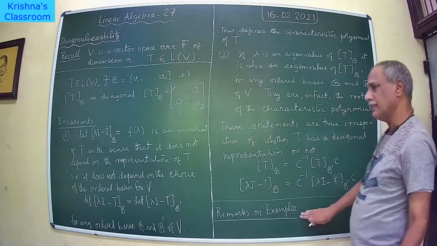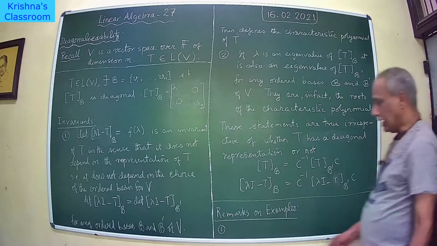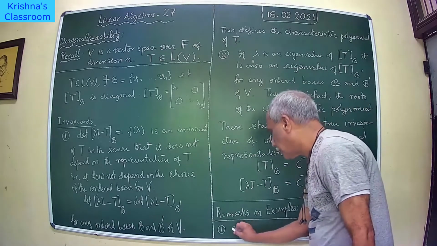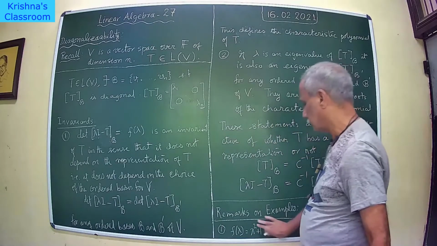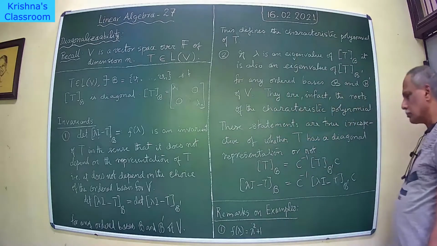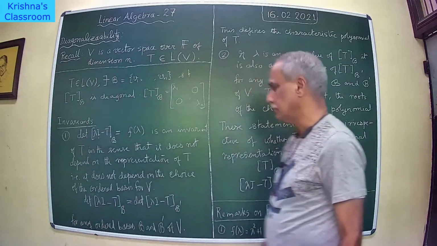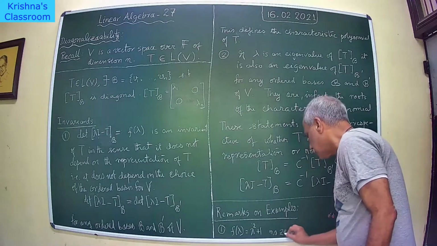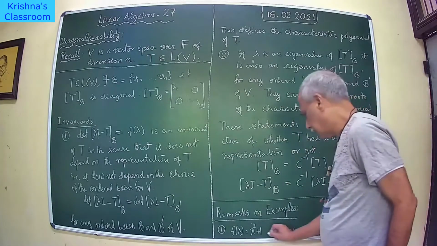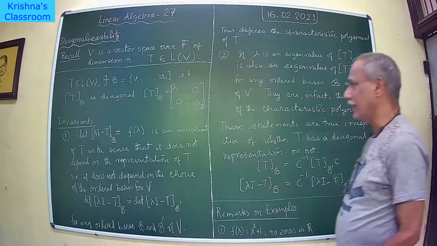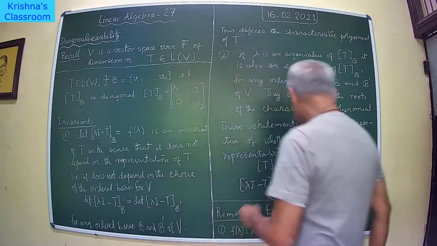Now if you look at the examples that we have considered, in the first example we have seen that the characteristic polynomial is lambda square plus 1. Now you see that this does not have any zeros in R. There are no zeros in R. See, what happens if T is diagonalizable? If T is diagonalizable, this is what happens.